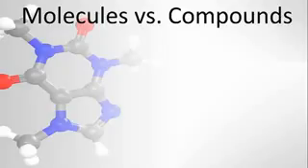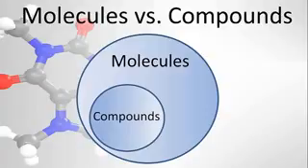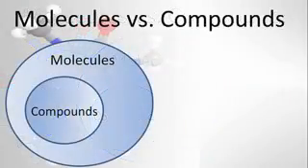So molecules versus compounds. When we look at molecules and compounds, molecules are kind of the overarching theme here. So we have our molecules, and then we have our compounds. Compounds are just a type of molecule. So every compound is going to be a molecule. Let's think about that.